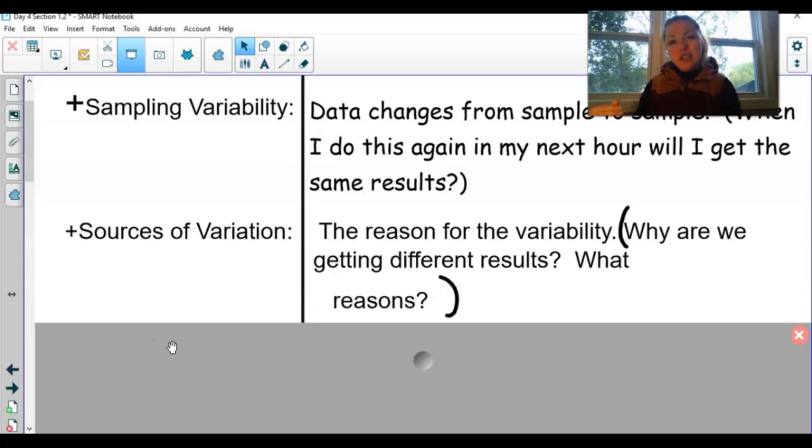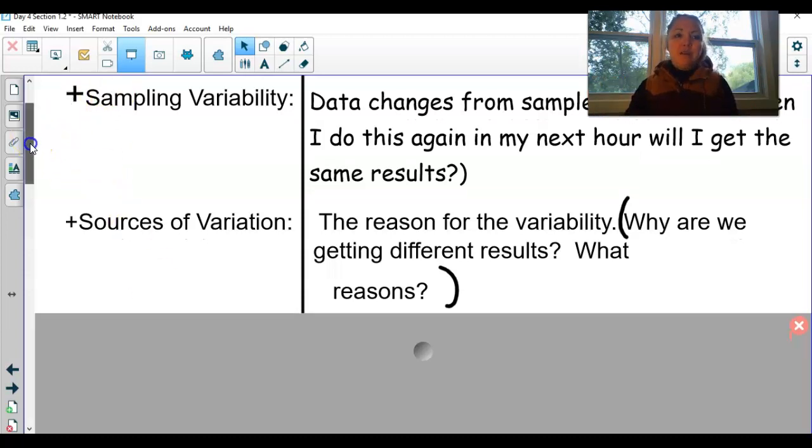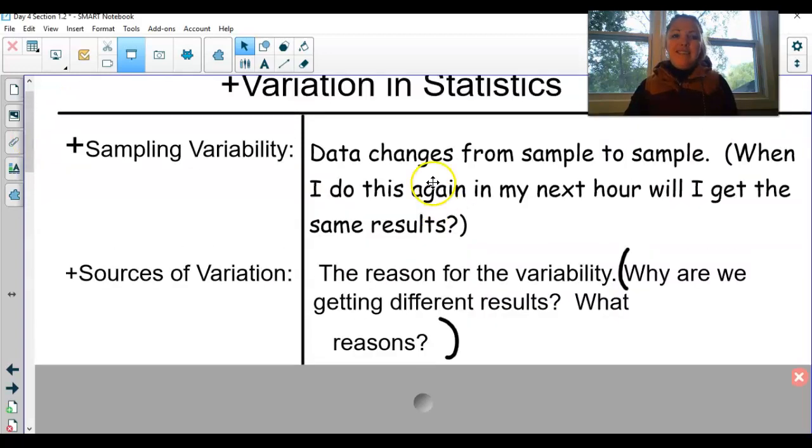And now as statisticians, though, we want to ask ourselves, what is the source of that variation? The reason for that variability. Now, there's always natural variation in statistics, okay? But is there a reason we're getting different results? What are those reasons? Is it just natural variation in statistics, or has a mistake been made? Okay, so those are questions you want to be thinking in the back of your mind as you approach statistics and just as you approach the real world as well. Why was there a change from result to result? Okay, and what was the reason for that change? All right, sources of sampling variability and sources of variation.